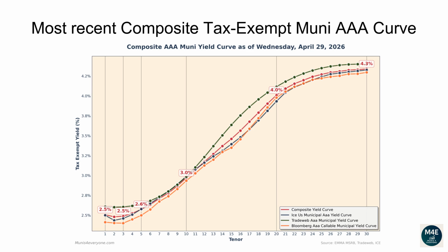The following composite tax-exempt yield curve is based off the most recent ICE, TradeWeb, Bloomberg yield curves that are available on the MSRB website, plus some proprietary extra adjustments, as of April 29, 2026. The one-year composite tax-exempt yield is 2.51%. The two-year yield is 2.48%. The three-year yield is 2.49%. The 5-year yield is 2.57%. The 10-year yield is 2.97%. The 20-year yield is 4.01%. The 30-year yield is 4.34%.